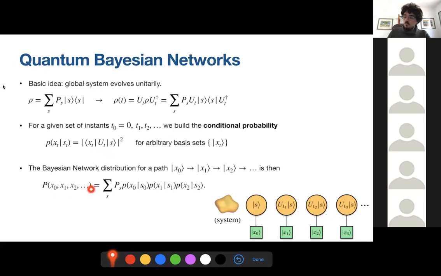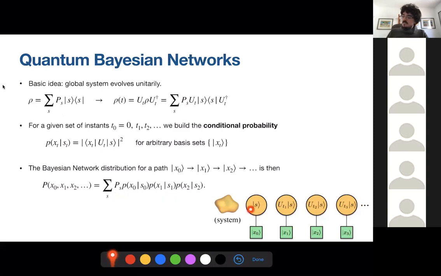And so the joint probability distribution is just going to be a sum over all paths, so a sum over all initial states S of these populations S, times these conditional probabilities, like from here to here, from here to here, and so on. But we never measure the system. We just kind of build this object. And I'll explain a little bit more in a second. I know that this may look a little bit artificial, but I promise it will make more physical sense soon.